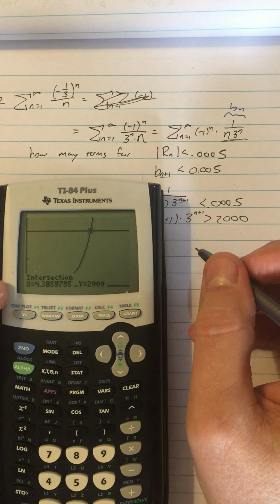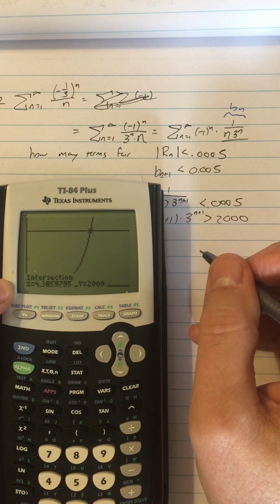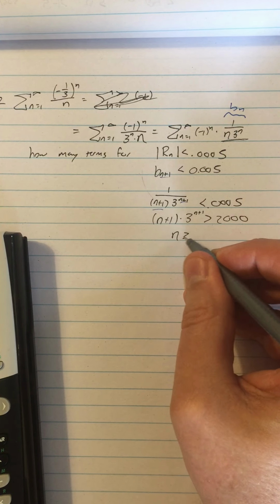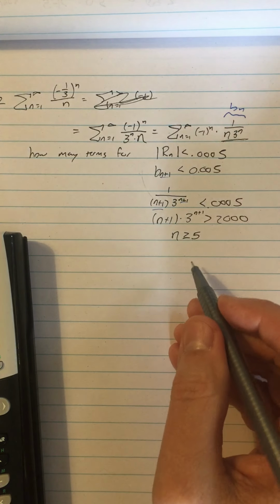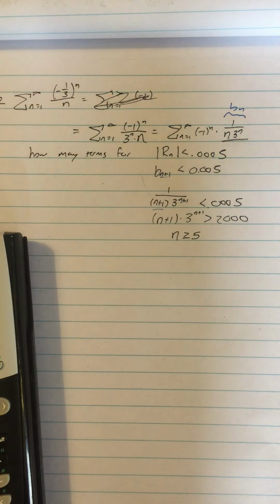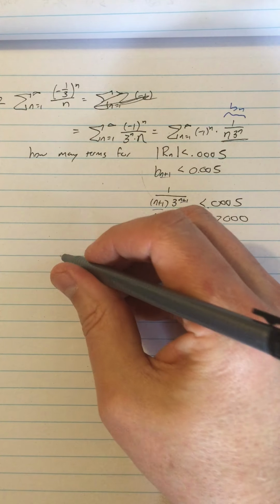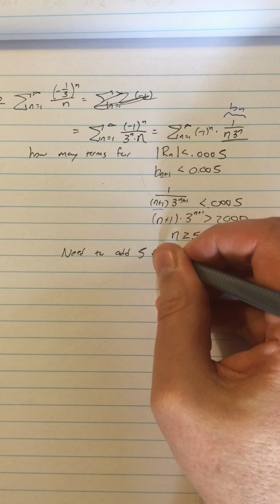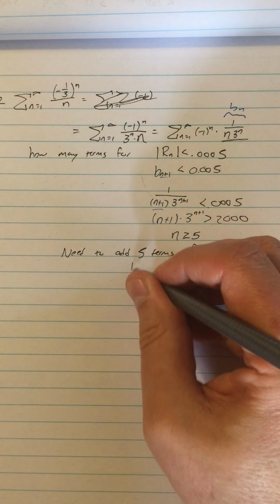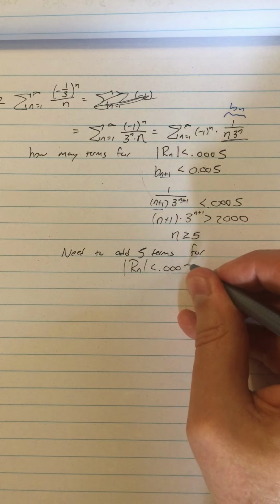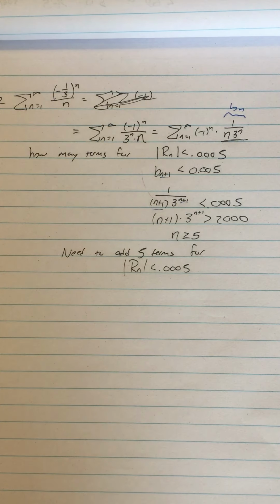But I can't use 4.38 because n is a natural number. So I just use the next larger natural number and say n is greater than or equal to 5. So I could say n is greater than 4, or I could say n is greater than or equal to 5. Either way, I'm saying I need to add up 5 terms. So we need to add 5 terms for the absolute value of our error to be less than 0.0005. And basically that is how you do these problems.